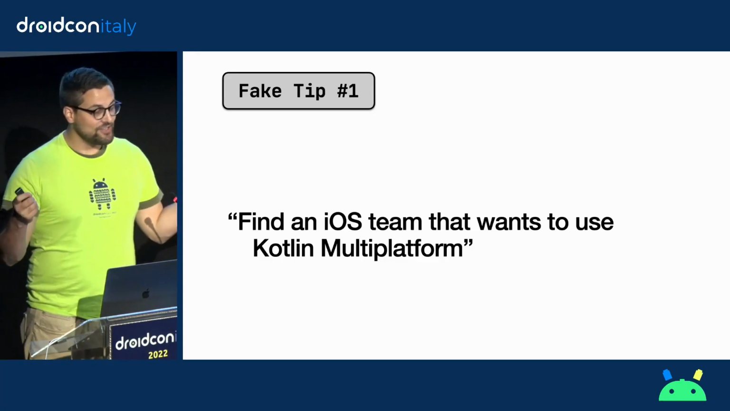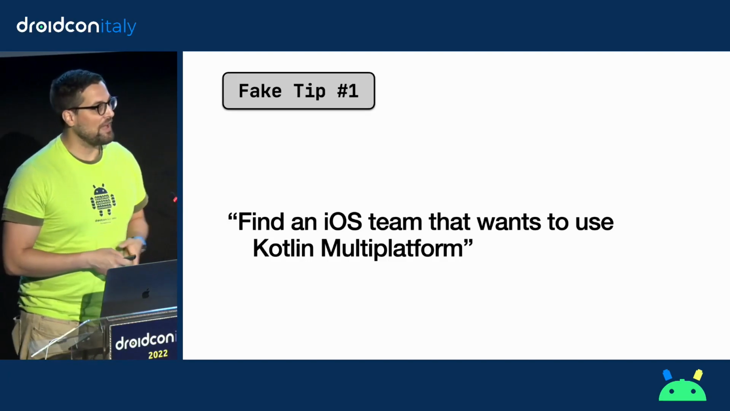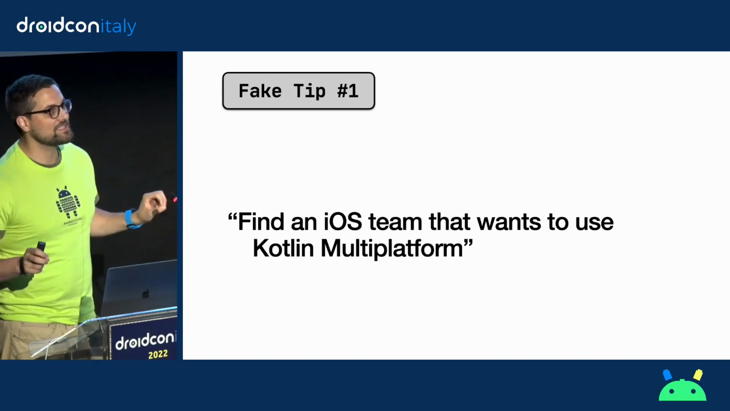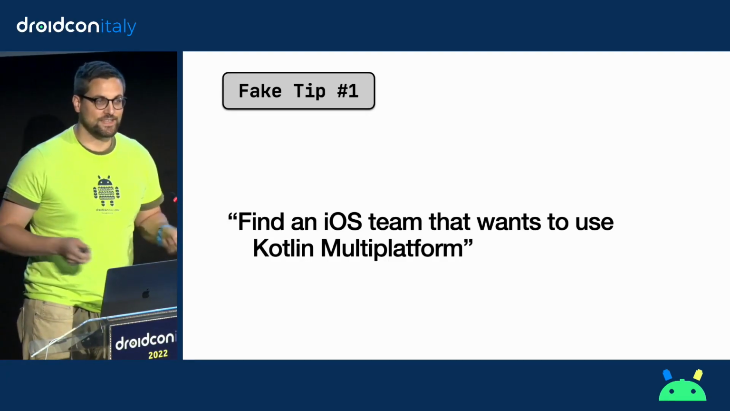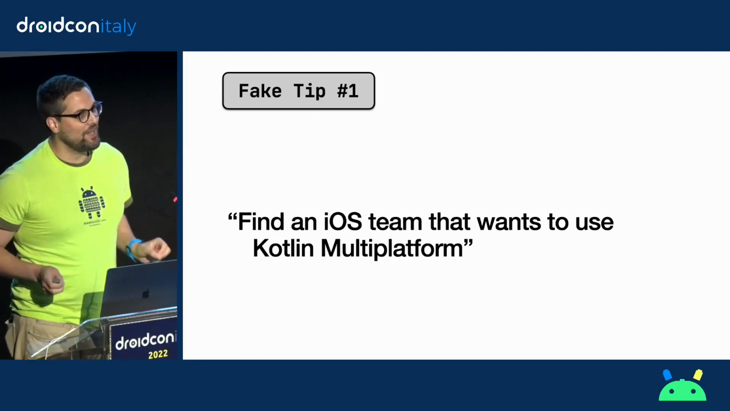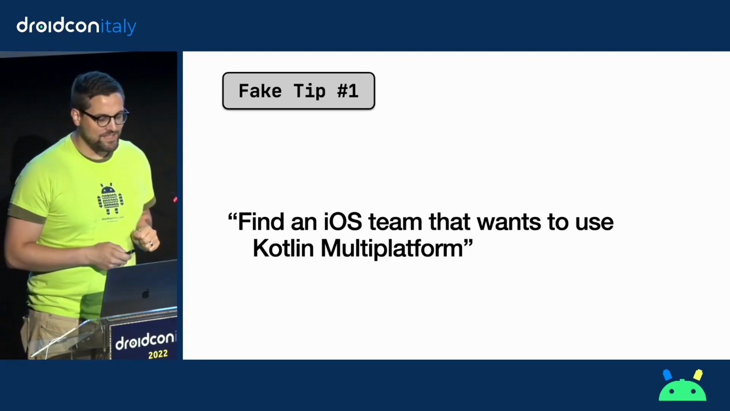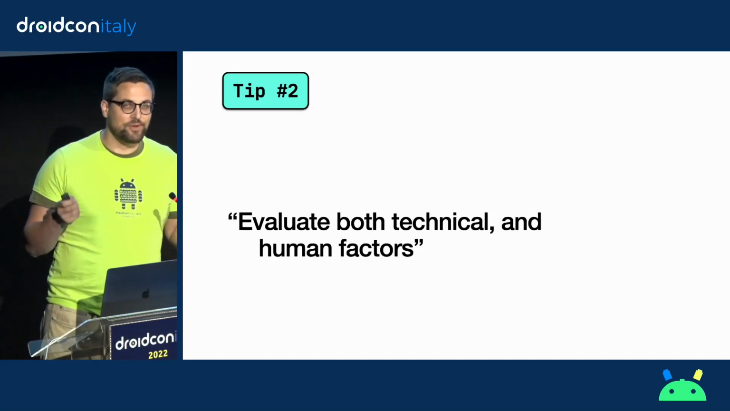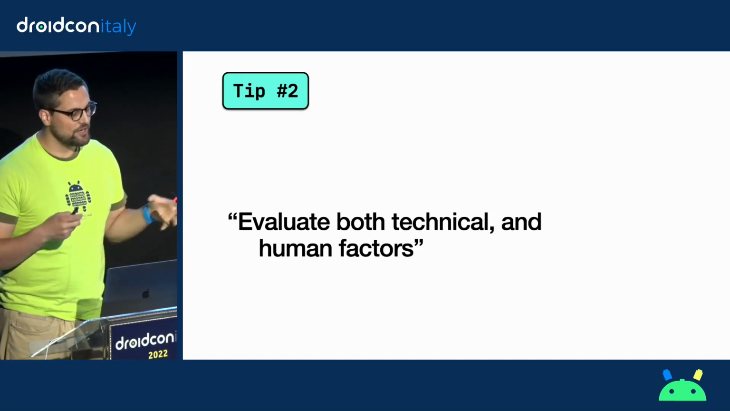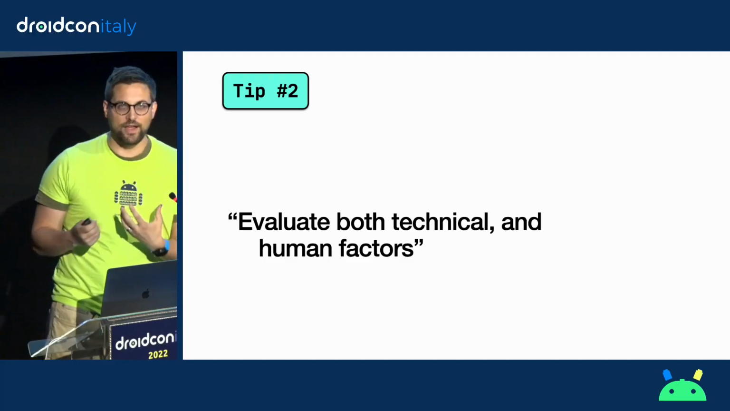So this actually brings me to the first and only fake tip of this talk, which is to just find yourself an iOS team that wants Kotlin Multiplatform, and it simplifies a lot of the discussion around whether or not you should use it. It's probably not the most helpful tip for people. That's why it's labeled fake tip. But the actual tip number 2 here is to consider both the technical and the human factors.